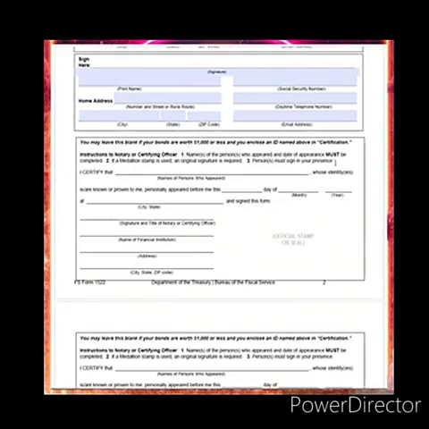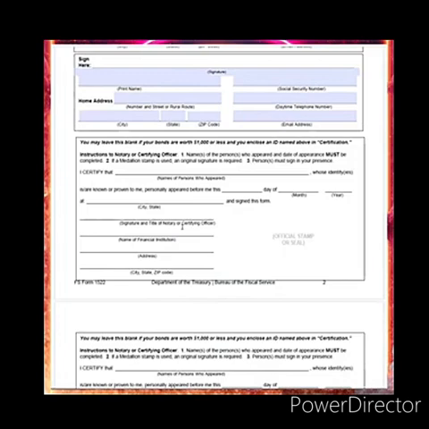Names of the persons who appeared and date of appearance must be completed. 2, if a medallion stamp is used, an original signature is required. Persons must be in your presence. And let me clarify what that medallion stamp is for. A medallion stamp is simply the verification of the signature that you are who you say you are. Okay? That's all it signifies.